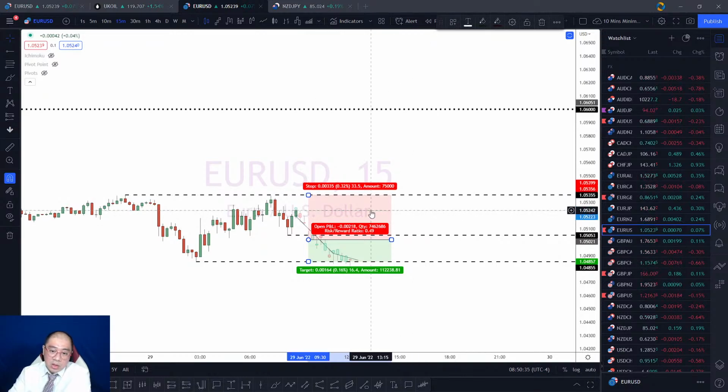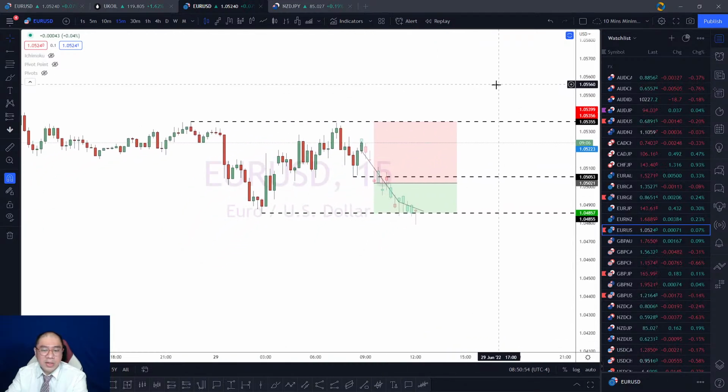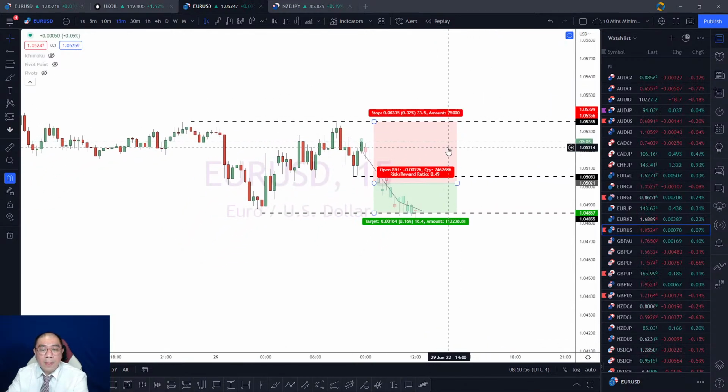This is what I'm talking about for scalpers. Are you willing to risk 33 pips to gain 16 pips? So yeah, if you're okay with this kind of scenario, then completely fine with it. But just think about it. If you're risking a lot more than what you're trying to get, in the long run, you're just gonna burn your equity. Okay? Just think about it.